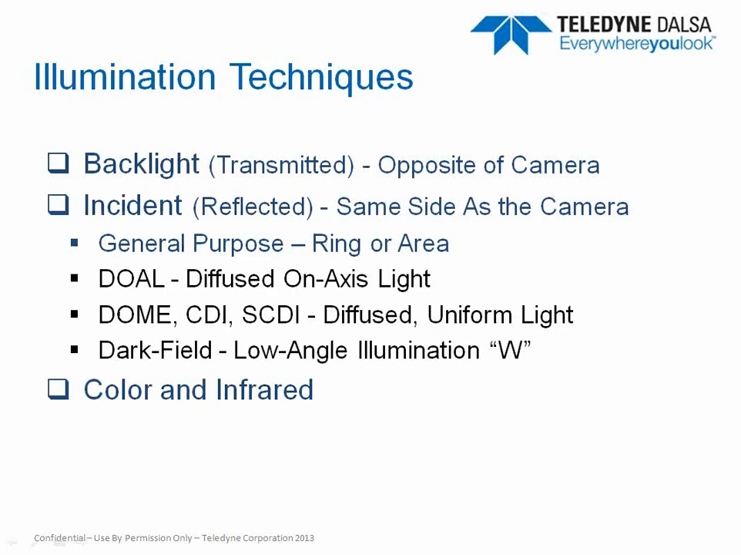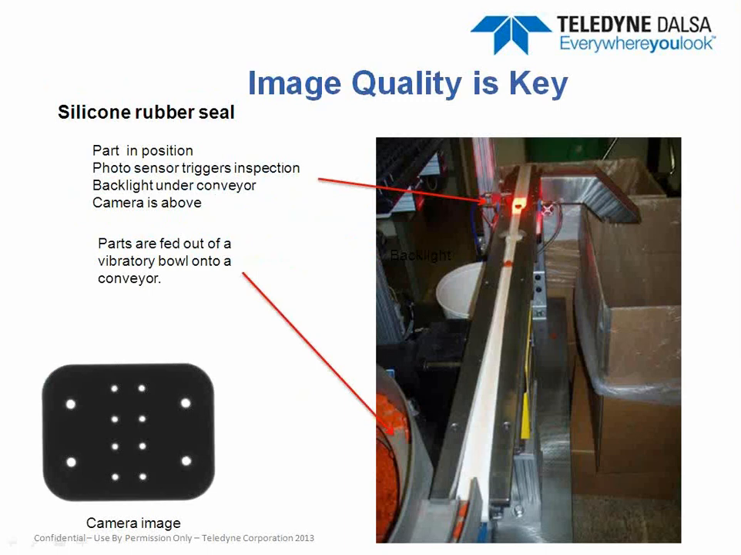Incident lighting includes ring lights, diffuse on-axis lights, domes, which are diffuse uniform lights, and dark field, which is low-angle illumination, and then you have color lights as well as infrared lights. Again, here's that silicone rubber piece with a camera.